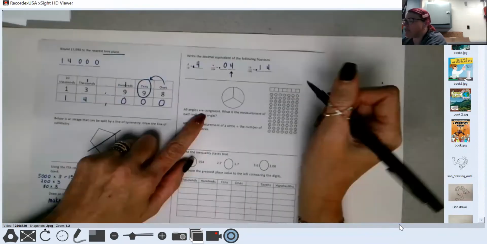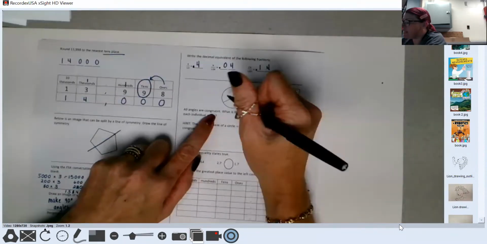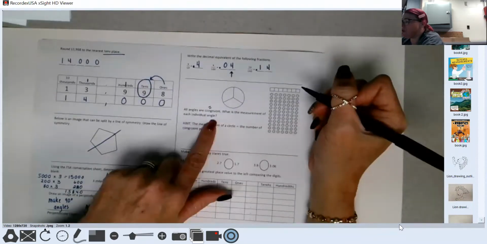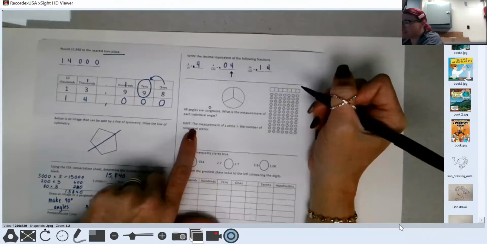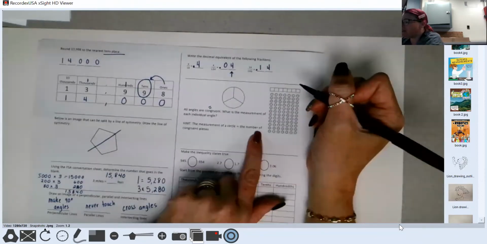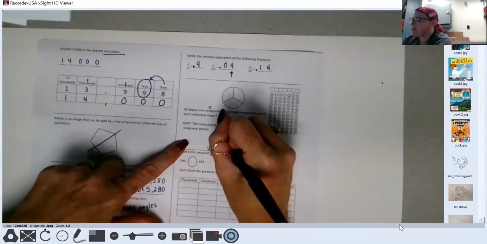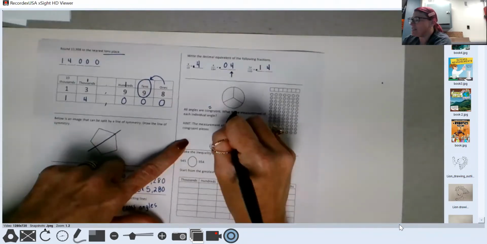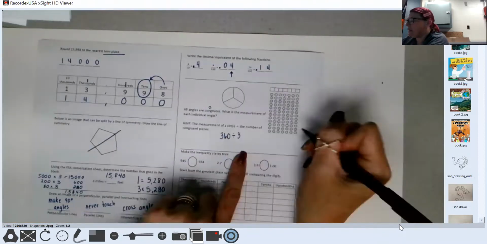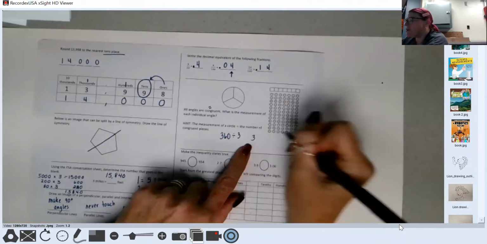All angles are congruent. Congruent means that they are equal. What is the measurement of each individual angle? The hint says the measurement of the circle divided by the number of congruent pieces. So the measurement of a circle, 360 degrees, divided by the number of pieces you have. Well, I have 3. So now I'm going to turn that into multiplication.